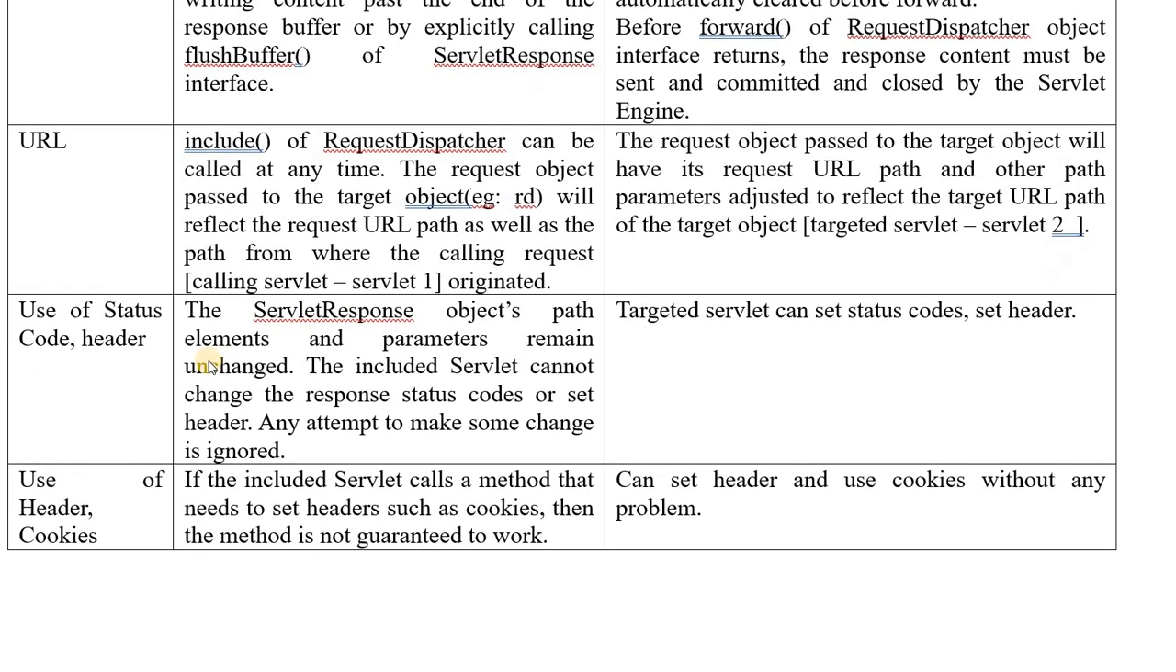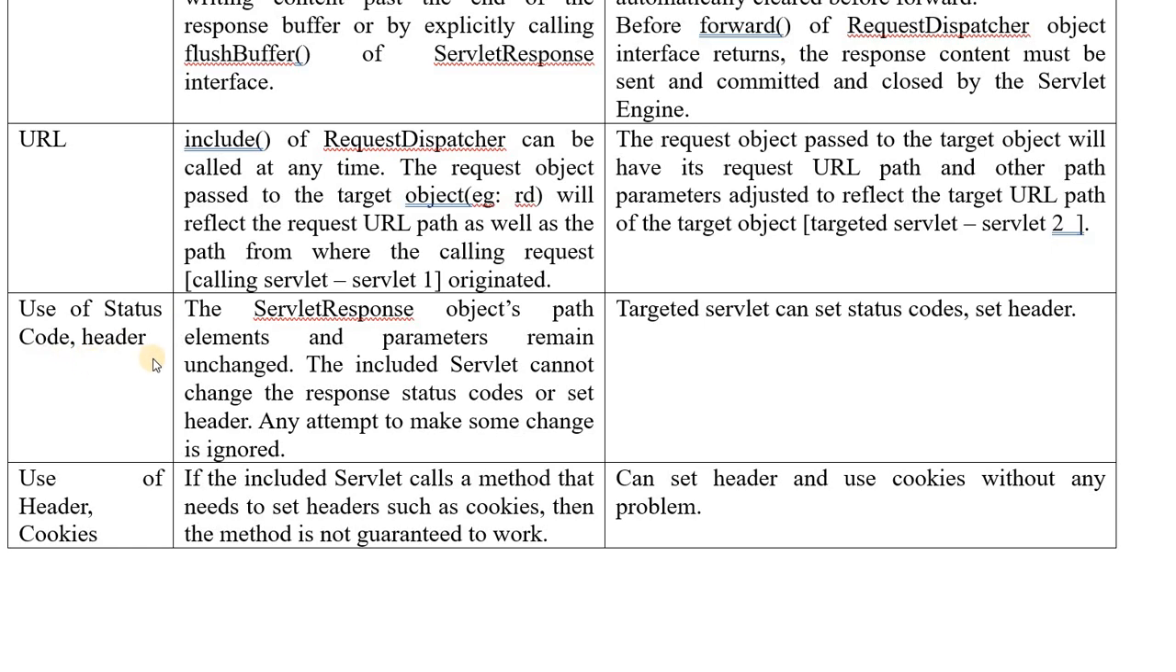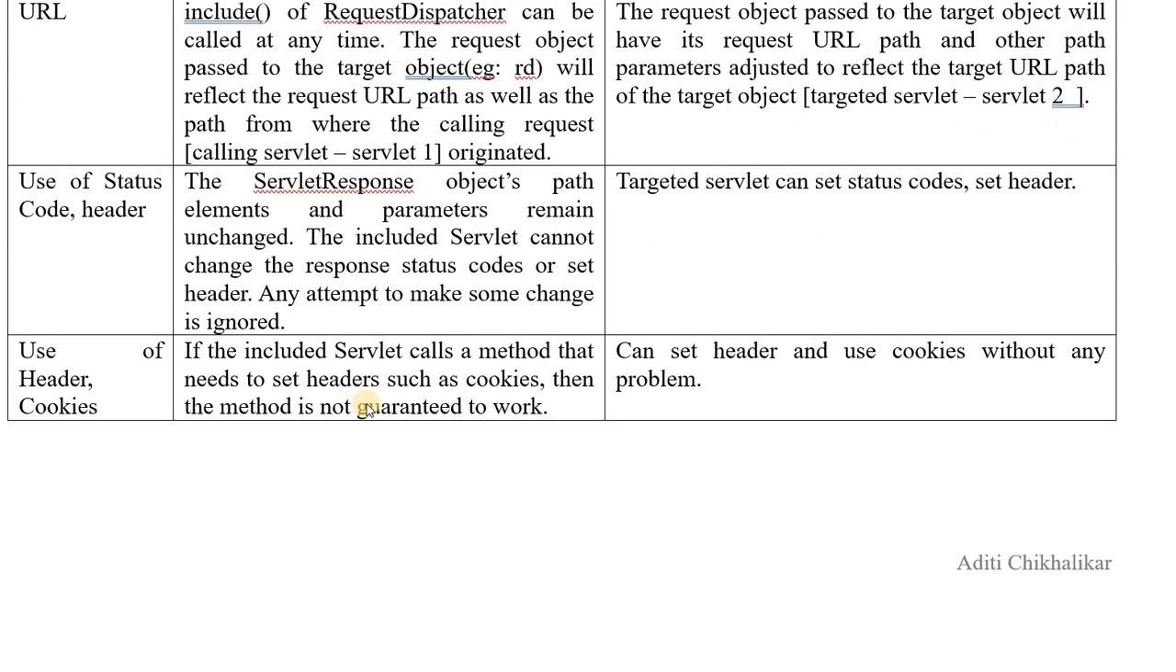Okay? Now, use of status code or header. In case of forward method, we can set the status code, we can set the headers. But in case of include method, because the path and other parameters are not changing, it is still showing you the data of servlet 1, the calling servlet. You cannot change the response status code, you cannot change the headers. Even if you try to change, it will be ignored. Okay? Now, because you cannot work with headers, you cannot work with cookies in the include method.